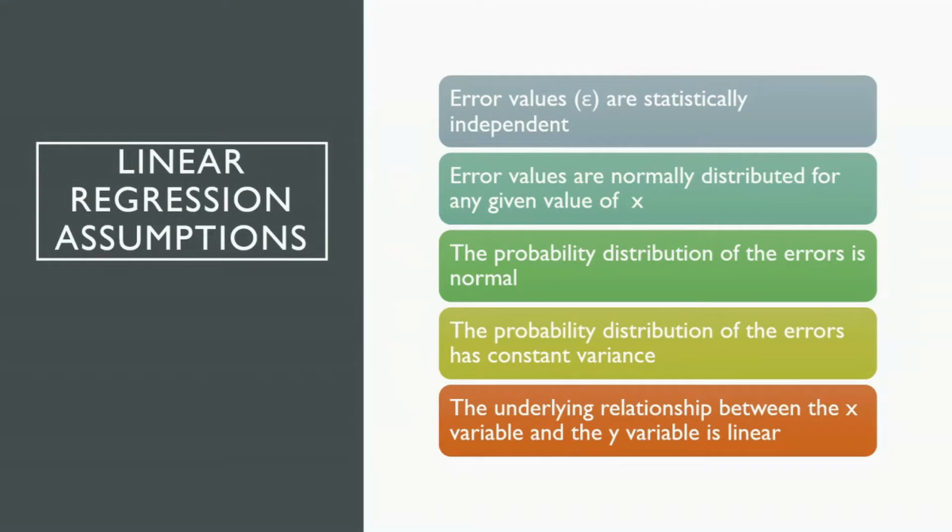We've touched on this before, but keep in mind there are certain assumptions we need to meet when we're running a linear regression. We assume that the distribution of the errors is normal, that the probability distribution of the errors has constant variance, that the error values are statistically independent, that they are normally distributed for any given value of x, and that the underlying relationship between the x and y variable is linear. And this one's pretty critical: if we don't have a linear relationship, we should definitely not be running this.